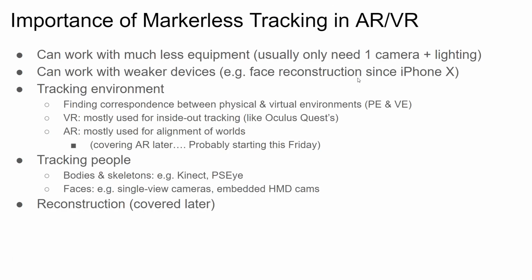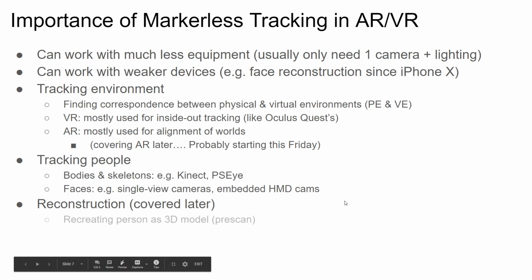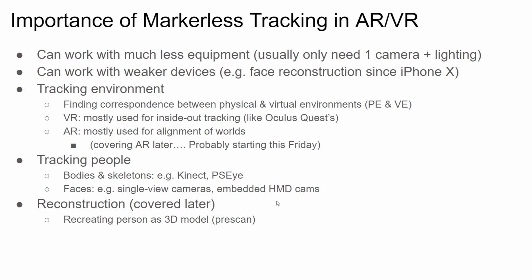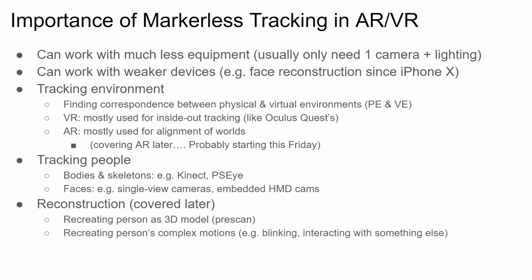Then markerless tracking is used for reconstruction, which is a more recent trend, doing real-time reconstruction, and we'll cover some methods later if we have time. But for example, say that you want to recreate the person as a 3D model for the game. This is called pre-scanning. You would need reconstruction for this, and the reconstruction method needs to know where the camera is. So markerless tracking basically gives you the camera pose. You might want to reconstruct some more complex motions like blinking, or if the person is interacting with another object, you might need to do some sort of reconstruction to figure out how that interaction works.